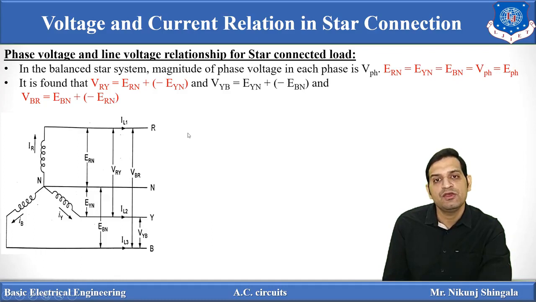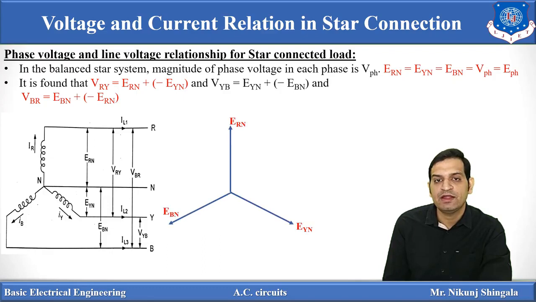Now let us simplify this relationship using the phasor diagram. There are three phases, so there will be three vectors, ERN, EYN, EBN. You can take ERN at any position. Suppose this is the reference position of ERN, so EYN will be 120 degrees after ERN and EBN will be 240 degrees after ERN, or 120 degrees ahead of ERN. Now these are the three phasors for phase voltage, that is ERN, EYN and EBN. Now taking the opposite phasors, that is minus ERN, similarly minus EYN and minus EBN.